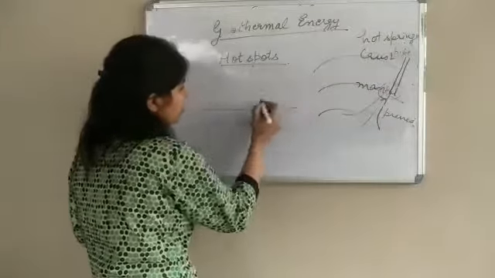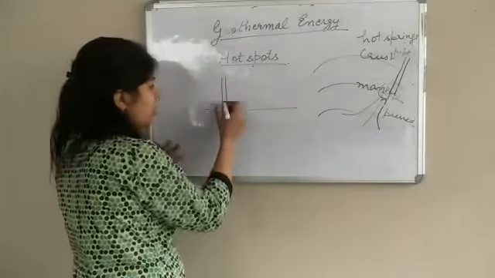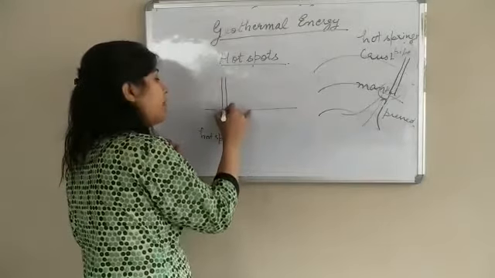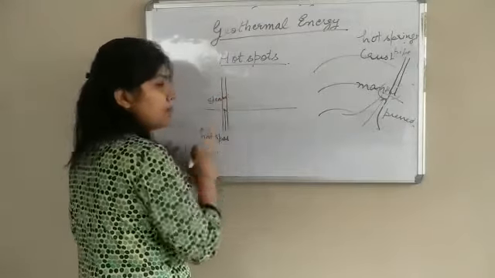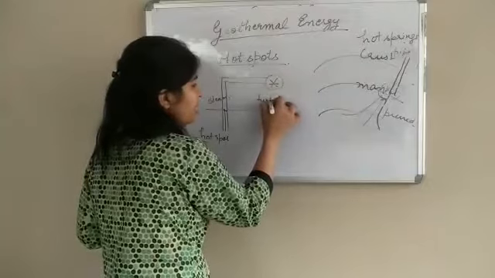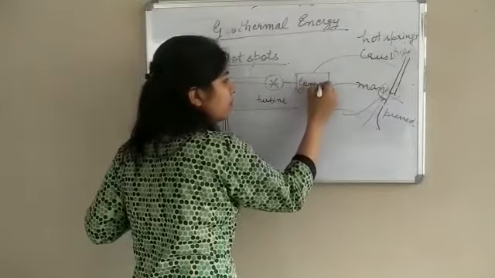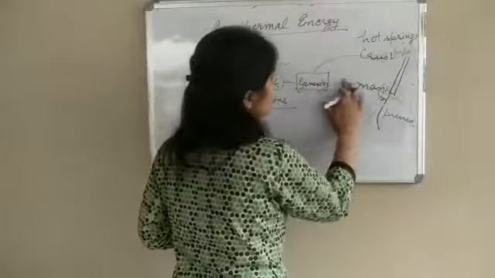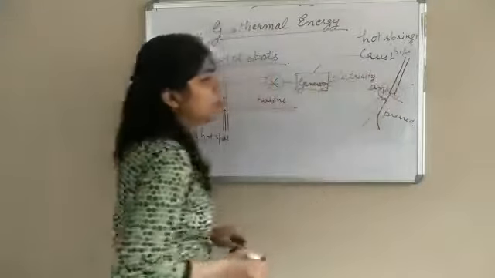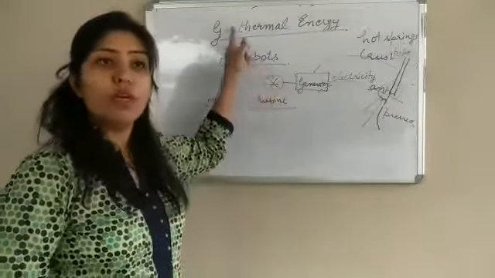Suppose this is your ground. This is your pipeline going to the hot water spring. This is your hot spot. Now this pipeline will carry steam. The steam is used to run a turbine. Turbine further rotates the generator, and generator produces electricity. It produces electricity. So this is how we get energy from a hotspot or from geothermal.